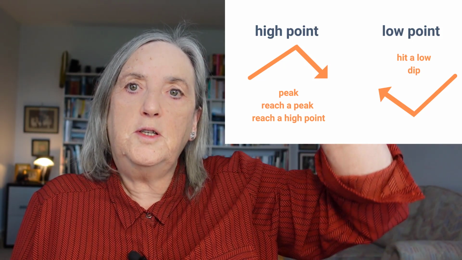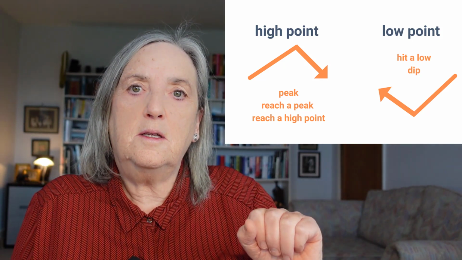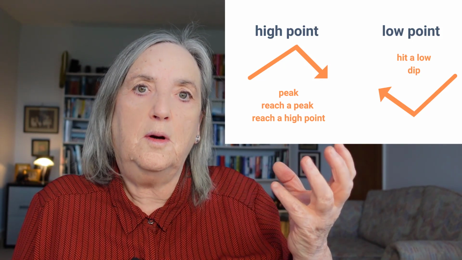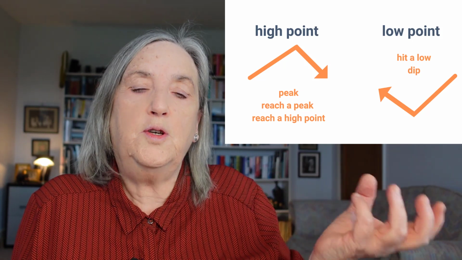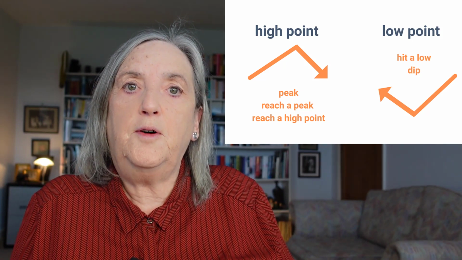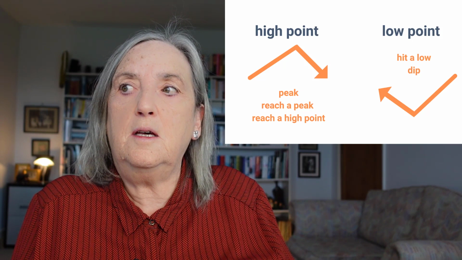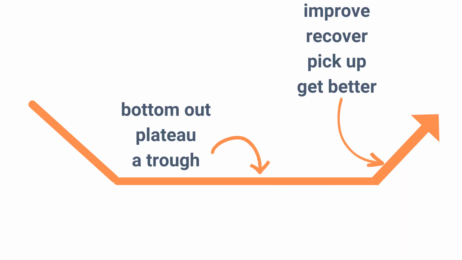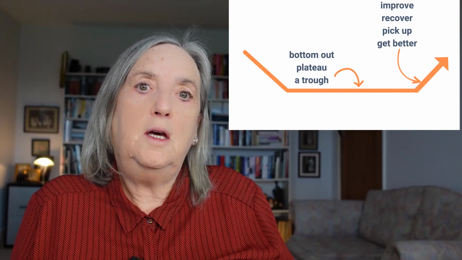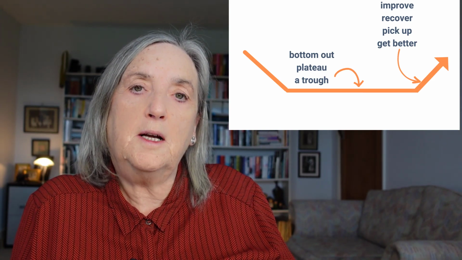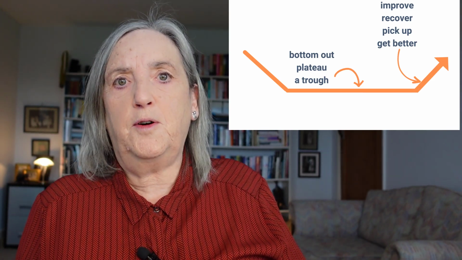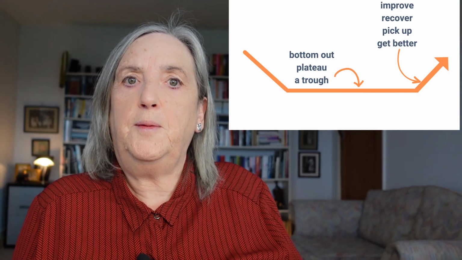And the other movement we've got is a low point like this, and this can be to hit a low simply, or to dip. And the final trend that we can look at is when a trend or numbers reach a low point for a longer period of time. And when you have this longer period of time, we can say this is to bottom out, or it's a bottoming out. It's a plateau, or to plateau. And the next word some people find difficult to pronounce, a trough.